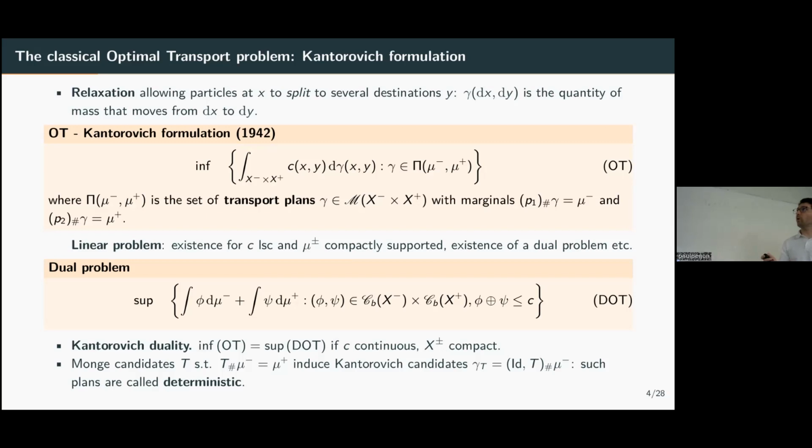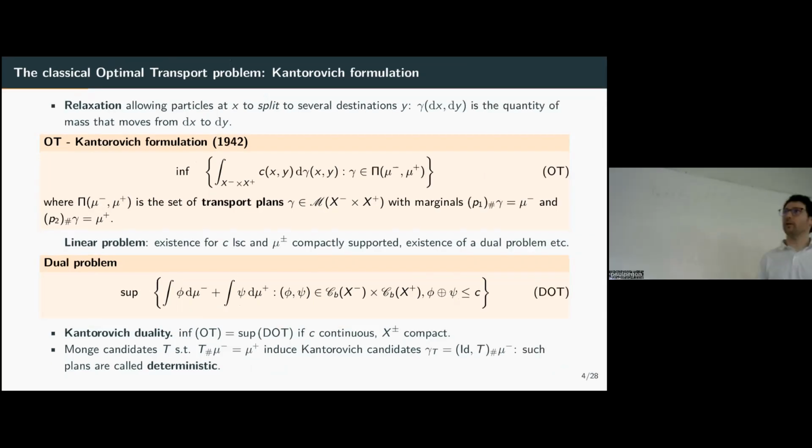Several destinations y, and this would be measured through some measure gamma, which is on the product space, X minus times X plus. It tells you the product of the position of the sources times position of the destinations. And gamma of dx dy tells you how much mass goes from dx to dy. Okay? And now the formulation is this one. You minimize the integral of the cost of moving from x to y against the mass that you move. Okay?